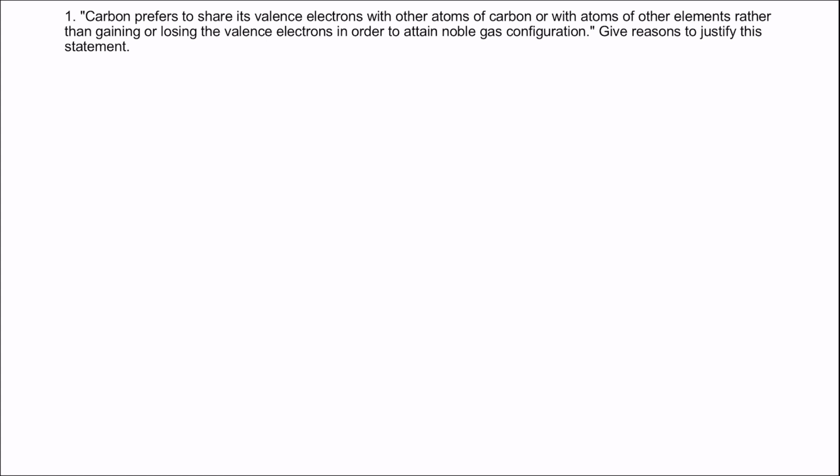Carbon prefers to share its valence electrons with other atoms of carbon or with atoms of other elements rather than gaining or losing the valence electrons in order to attain noble gas configuration. Give reasons to justify this statement.